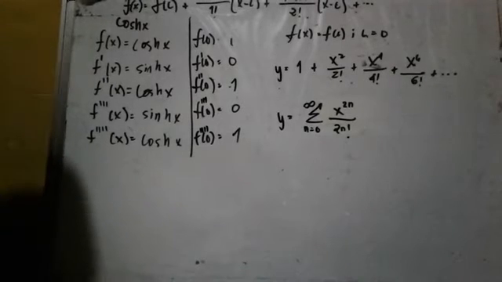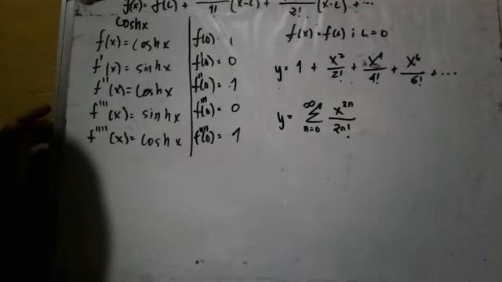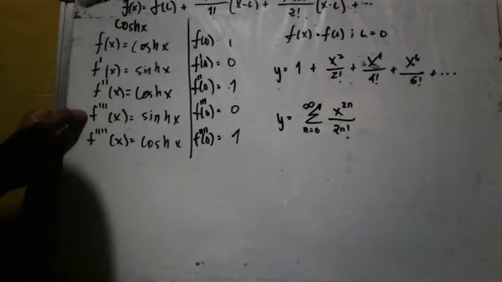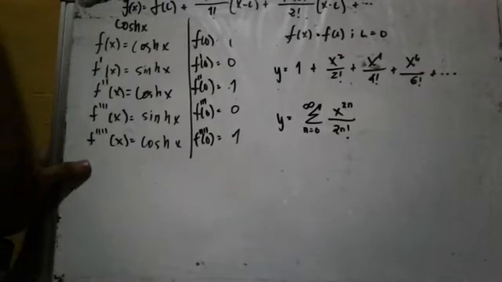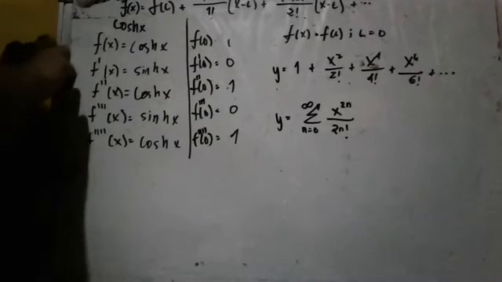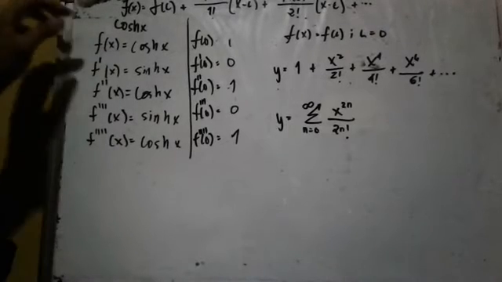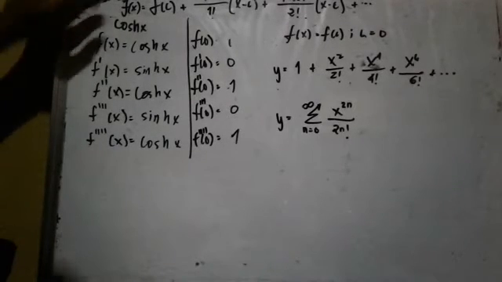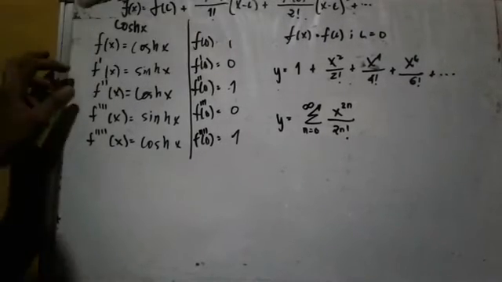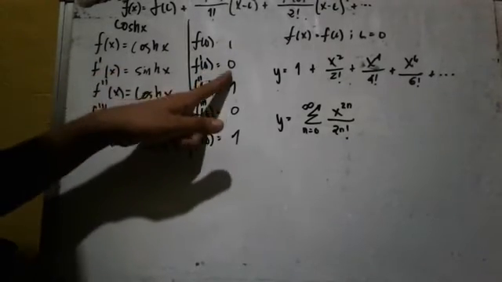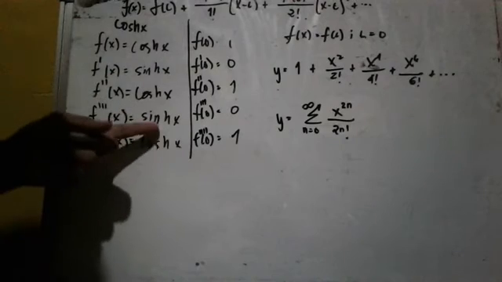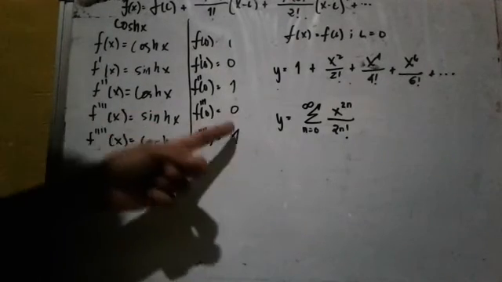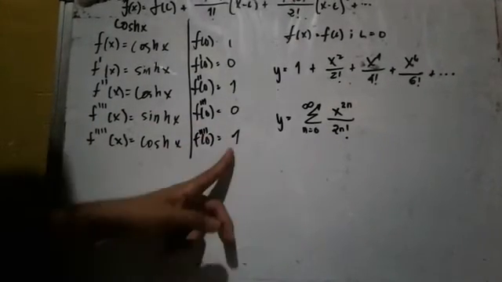So the first derivative is sinh, second derivative cosh, third derivative sinh, and the fourth derivative will be cosh. So if we substitute 0 in our function, cosh 0 will be equal to 1, sinh 0 will be equal to 0, cosh 0 will be equal to 1, sinh 0 will be equal to 0, cosh 0 will be equal to 1.